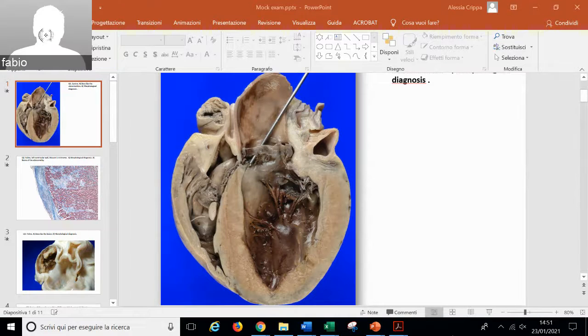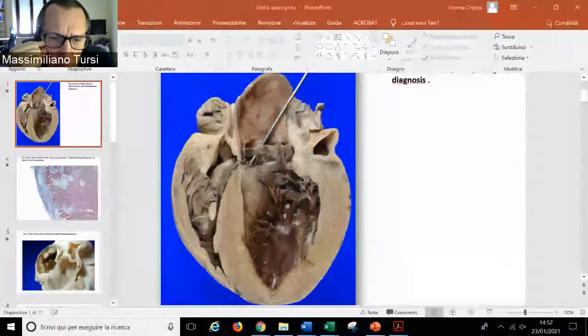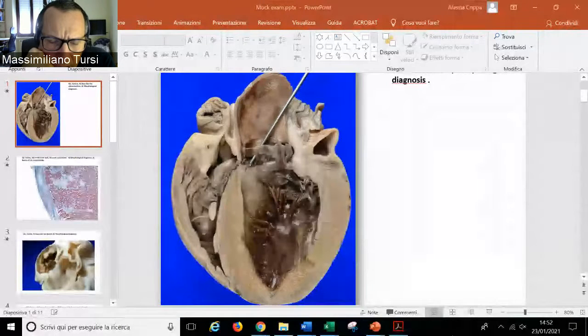Massimiliano, can I ask you a question? Sure, Mattia. Would we be able to call this endocarditis even without a probe? Is that right? I think so. That is possible because there is an erosion. But I also put the probe in the picture just to help with the interpretation. But I think it's possible.